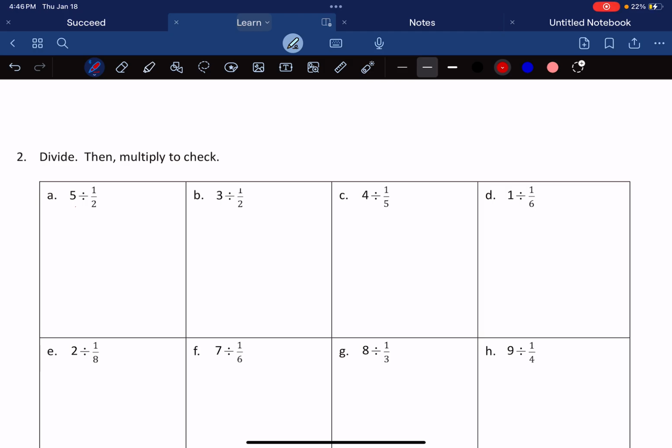1/2, and what they want us to do is take our 5 and our 2, and multiply those together to get 10. They're having us work backwards here, and we'll take 5 times 2 equals 10.